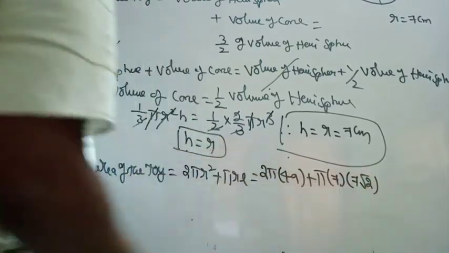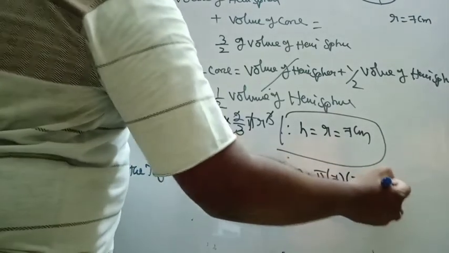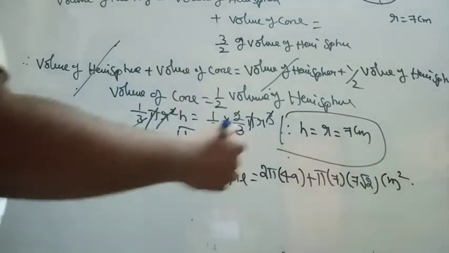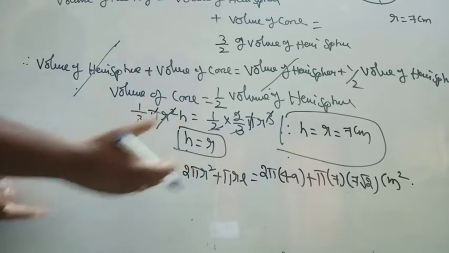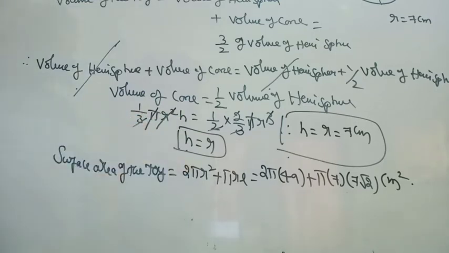Okay, 7 root 2. This is what? Centimeter squares. You are having, like this. This you simplify, you will get the perfect answer, my dear students. This way you will be doing this beautiful problem, right?